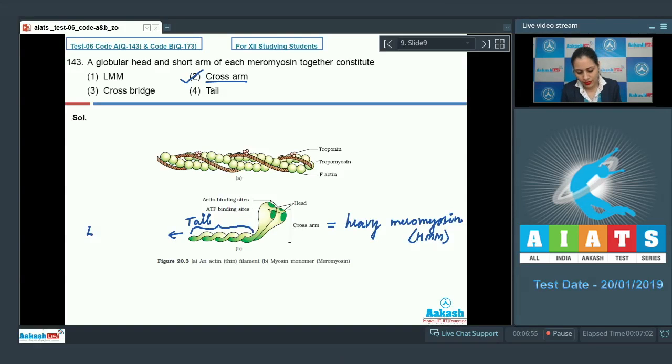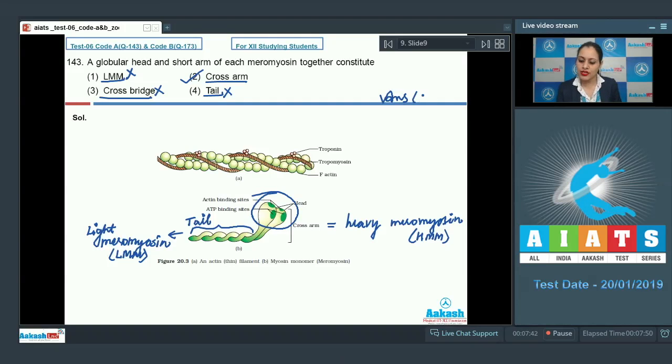which is also known as light myromycin or LMM. So the last option tail and first option LMM or light myromycin are incorrect options, whereas the third option, cross bridge, is also an incorrect option because cross bridge is formed when head of myosin filament attaches with the myosin binding site on actin filament. So the correct answer to this question is option number 2. Let's proceed to the next question.